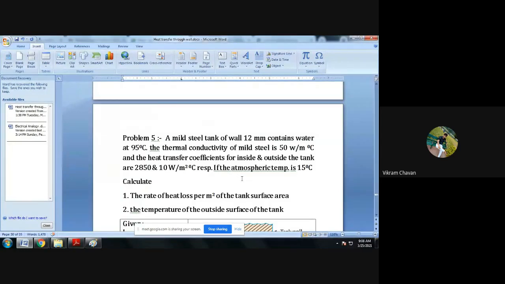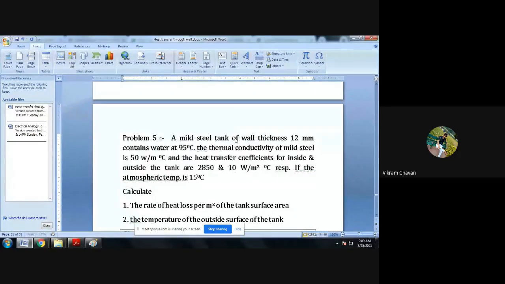Problem number 5, on a composite wall. A mild steel tank of wall thickness 12 mm. Write down the problem, everyone.